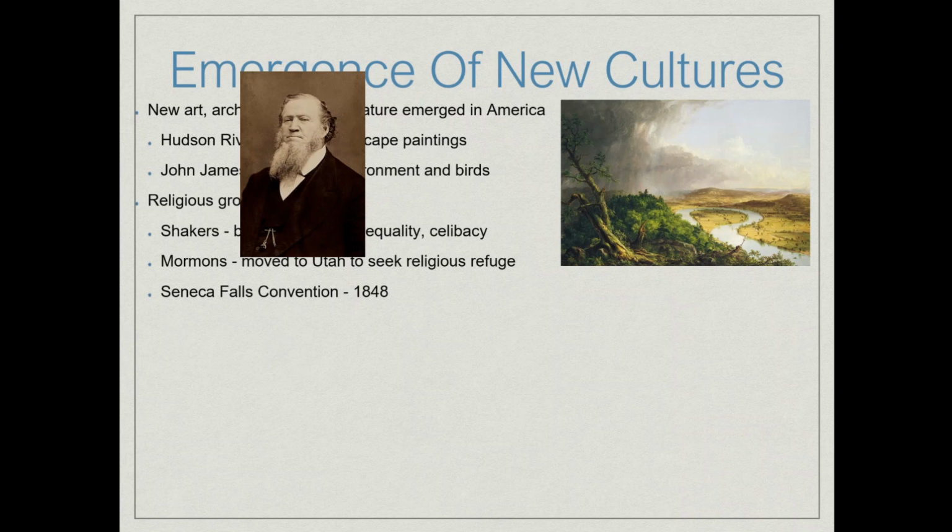The Seneca Falls Convention in 1848, this is where they issued the Declaration of Sentiments. This document was supposed to be based on the Declaration of Independence. It's where women are declaring independence and they want immediate political equality. It's going to be led by Elizabeth Cady Stanton and Susan B. Anthony.